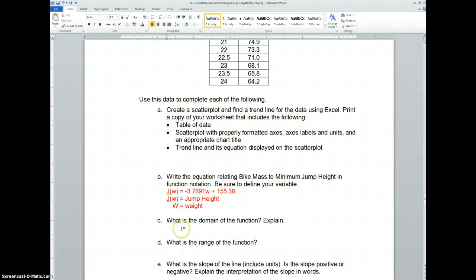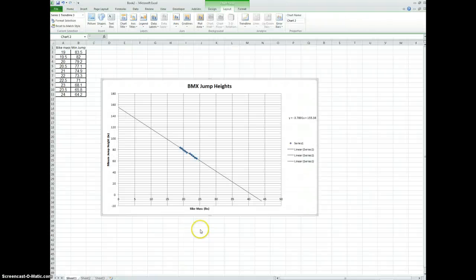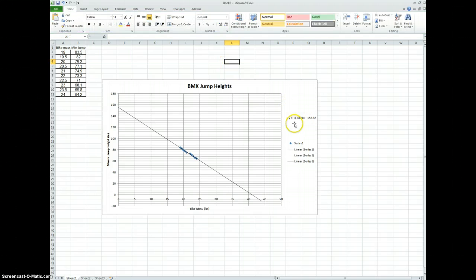The domain of the function is anything that makes sense for the X value. So let's take a look at it. X is going to be greater than or equal to 0, but it's going to be less than or equal to something over here. And we can figure that out by finding the x-intercept. You find the x-intercept by plugging in 0 for y. So if y was 0, then negative 155.38 is equal to negative 3.789x.